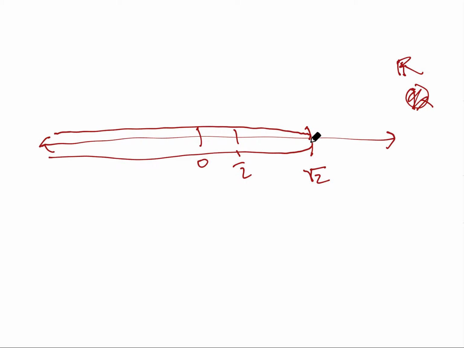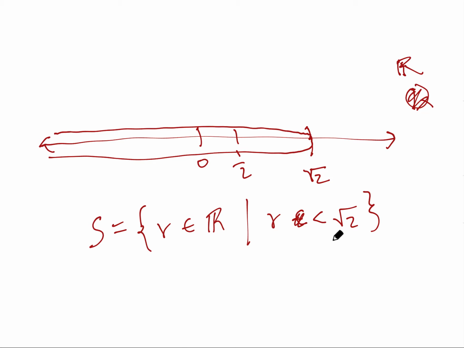But if we look at all the numbers, so let's say S equals all the real numbers r such that r is strictly less than the square root of 2. If we look at all those numbers, this set S has a bunch of upper bounds, like 2 is an upper bound. But the square root of 2 is the least upper bound. It is the least upper bound, and it's not a member of this set.